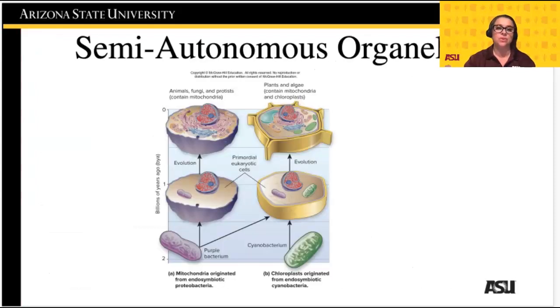Semi-autonomous organelles are those which grow and divide on their own. They contain their own DNA and are membrane-bound. These organelles are only semi-autonomous because they still use nutrients from the cell to carry out metabolic processes. Most proteins found in the semi-autonomous organelles are brought in from the cytosol. These organelles are the mitochondria and chloroplasts.